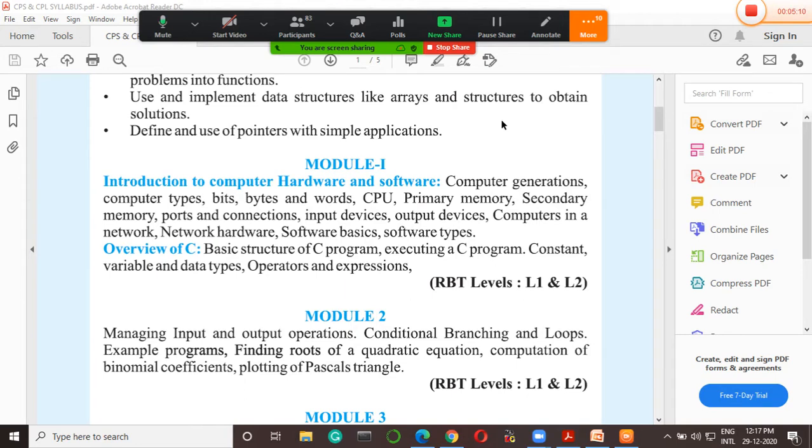Okay, whereas in the second module, we will be discussing how you are going to give input to the system using a C program. Without input we can't expect output, isn't it? Without writing an exam, can I expect marks?